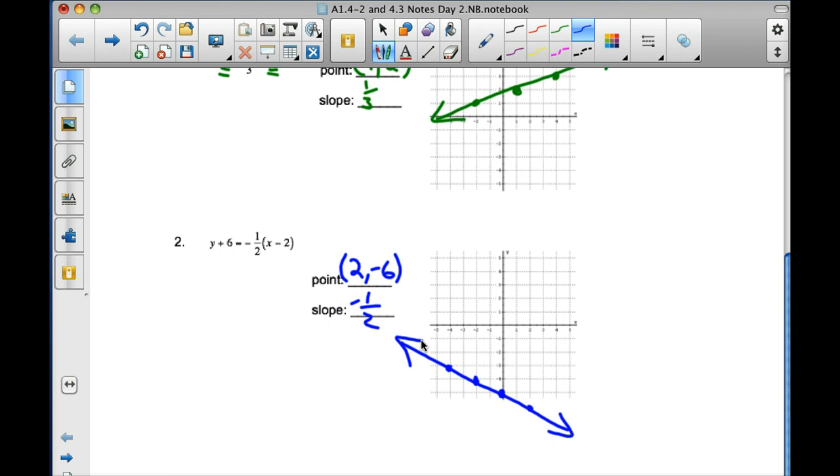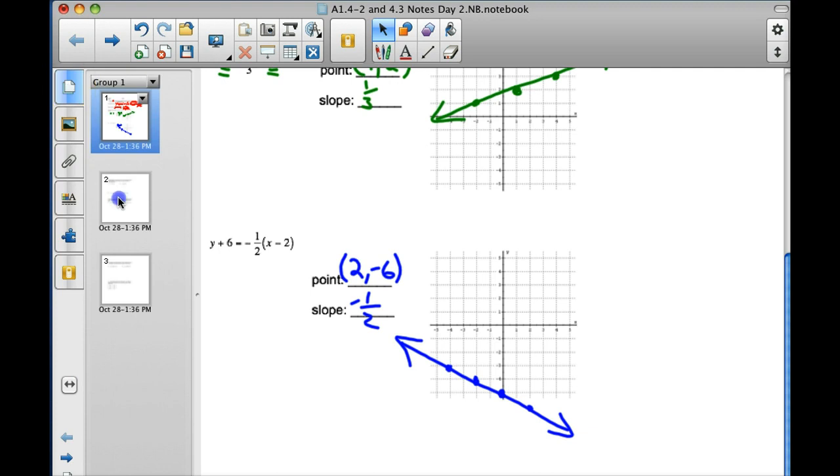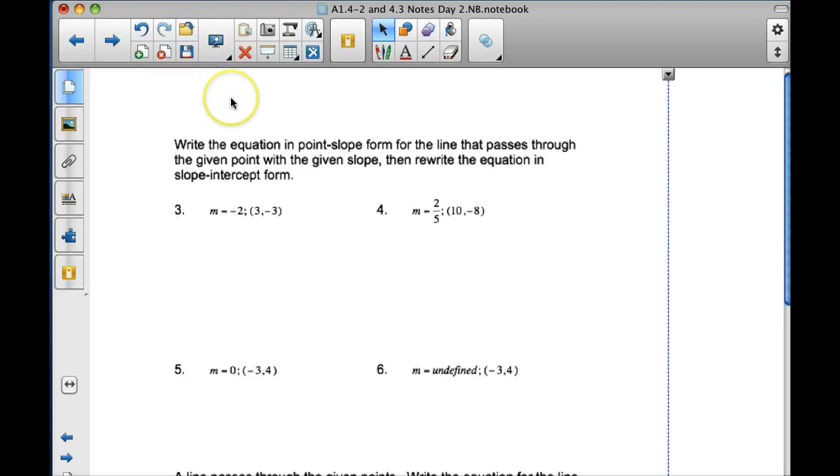Okay, other people think that's pretty easy. It's all get the point and the slope from the equation, from the point slope form. All right, jump to the back. You guys are doing great. All right, very important here, directions.